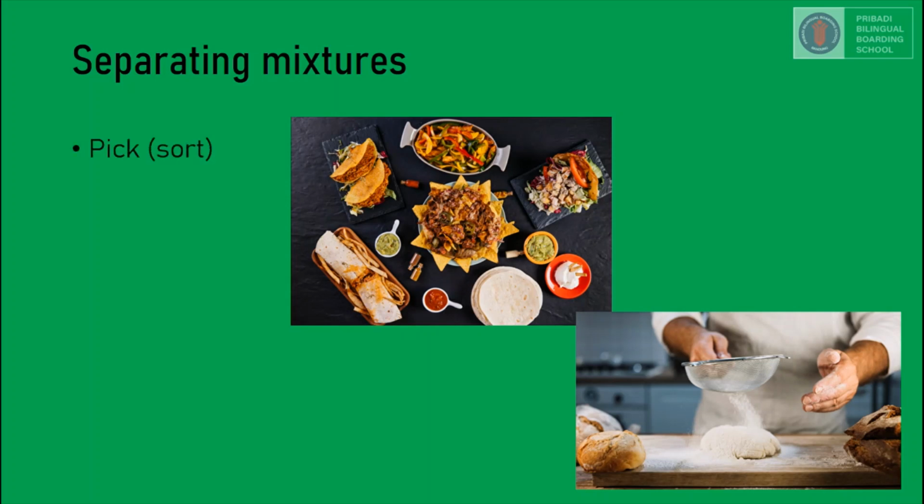The first one we call picking or sorting. We take the substances one by one. This is what we usually do for particles that are big enough for our hands to take. So that is the best way to separate that kind of mixture. And the second one we call sieve or sieving.